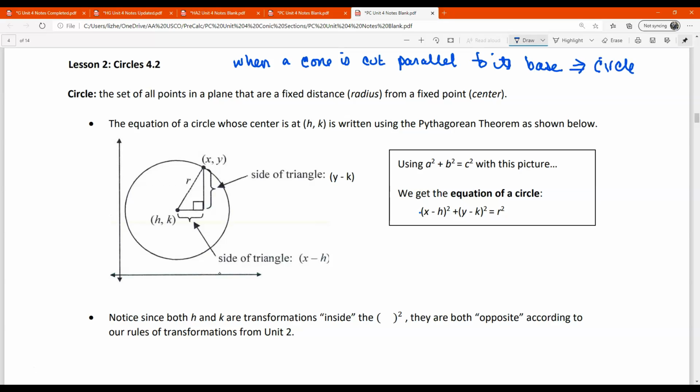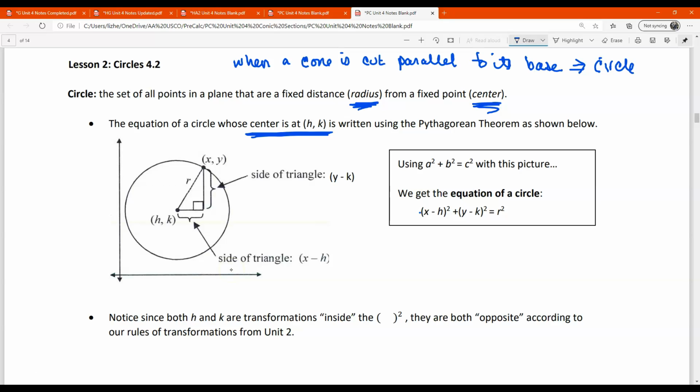All right. A circle is the set of all points in a plane that are a fixed distance, which is the radius, from a fixed point, which is the center. The equation of a circle whose center is at (h, k), that is our standard variables for the center, is written using the Pythagorean theorem as shown below.